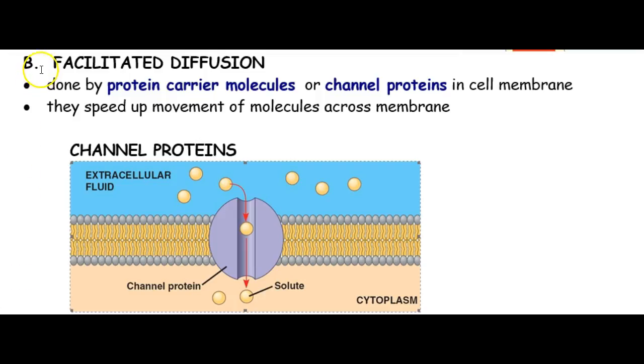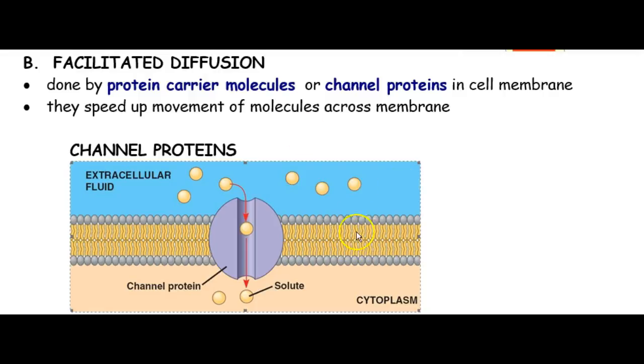So, facilitated diffusion, let's take a look at that. It's some sort of diffusion, but the word facilitated to me means that there's some sort of help happening. It's not happening on its own, it's getting a little bit of help. The help in this case is provided by a protein carrier molecule or a channel protein, and we'll talk about each of those. Those are embedded within the fluid mosaic of the cell membrane, and they allow certain molecules, particularly charged particles, to move through the membrane.